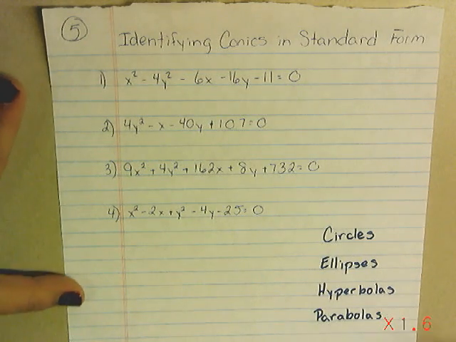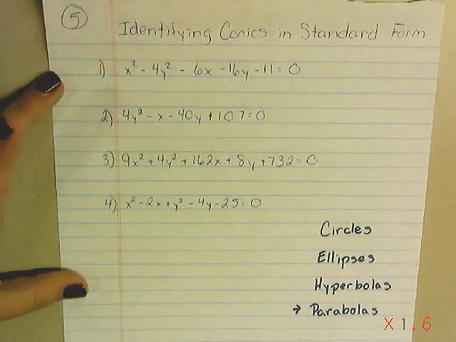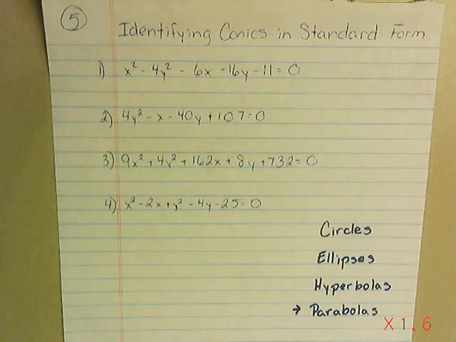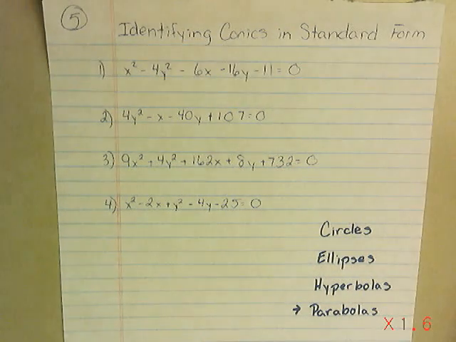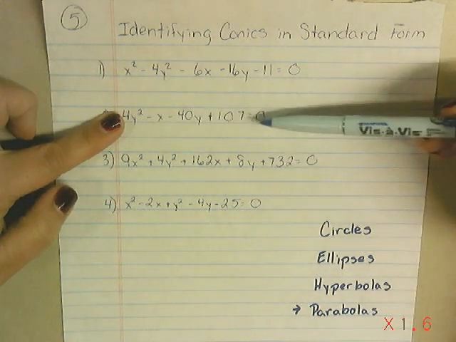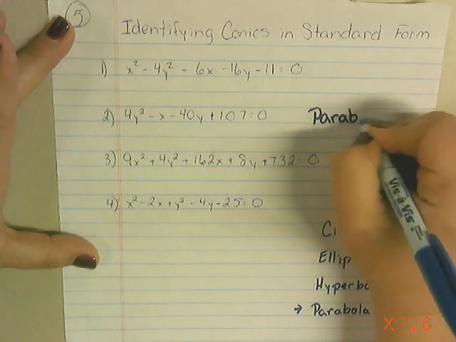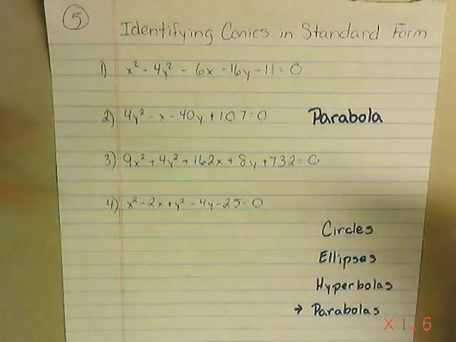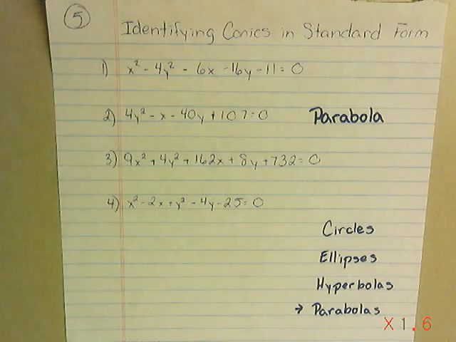I think the easiest one to find is parabolas. How do we know parabolas when we see it? Parabolas, only one of the 2 variables is squared. So when I look at number 1, I have an x squared and a y squared. That's not it. When I look at number 2, I have a y squared, but I don't have an x squared. So I know right away that one is the parabola. Let's just double check through the rest of them. X squared, y squared, x squared, y squared. So that's how I pick out the parabola.